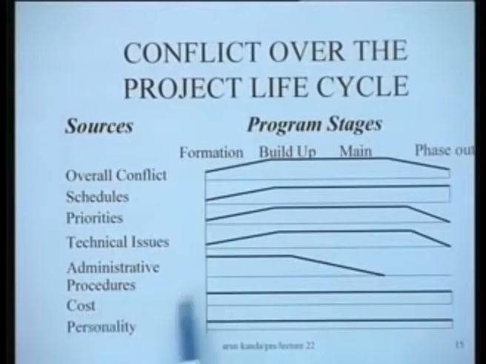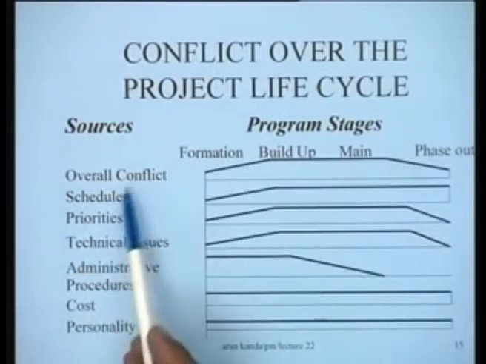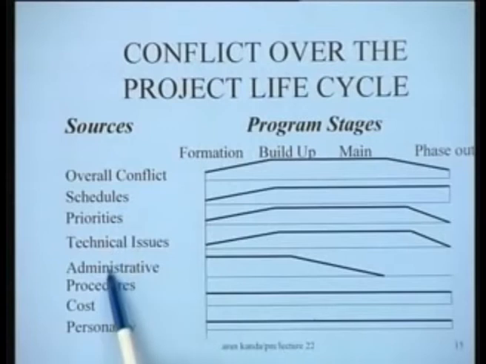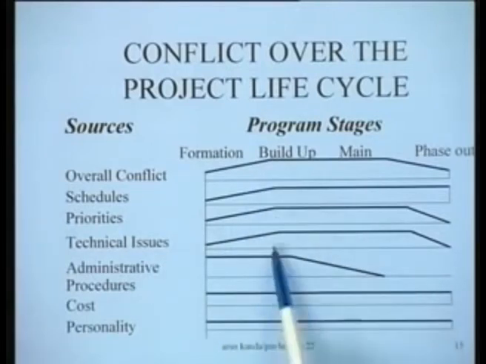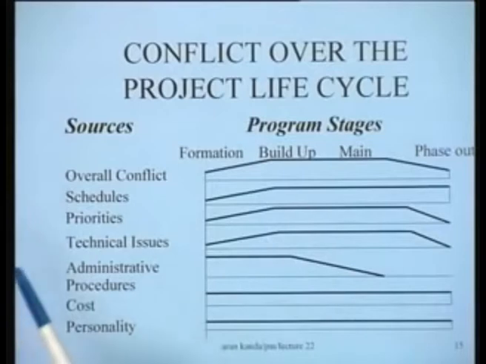Normally conflicts over cost remain more or less constant throughout the project, and personality clashes are always there, because people are there, so there is always some kind of personality clash. So these are some of the major sources of conflict, and this graph gives you an idea of when to expect which type of conflict. At this particular point you can expect most of the conflict, so you have to be prepared for handling that kind of conflict at this stage.